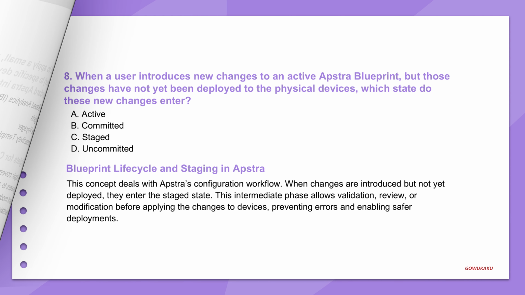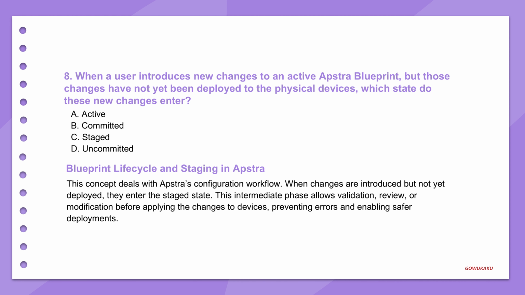Managing updates. Let's say I've designed my network, it's running, and now I want to make a change, add a new virtual network, maybe modify an existing one. I make the change in the Apstra UI, but I haven't hit deploy yet. What's the status of that change within Apstra? That change enters the staged state. Staged.